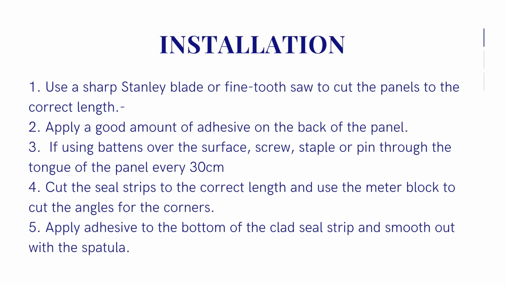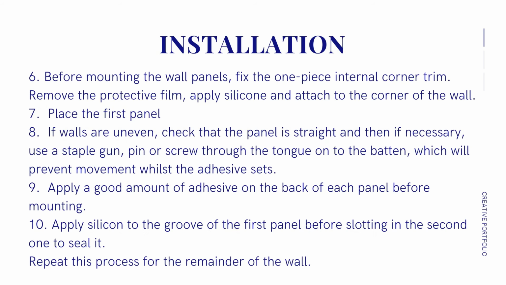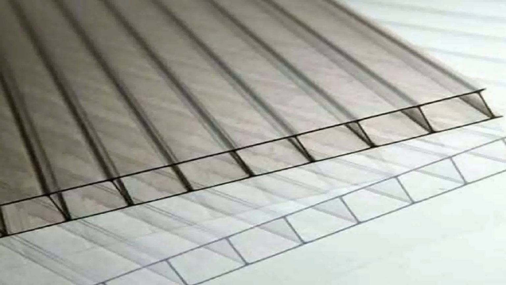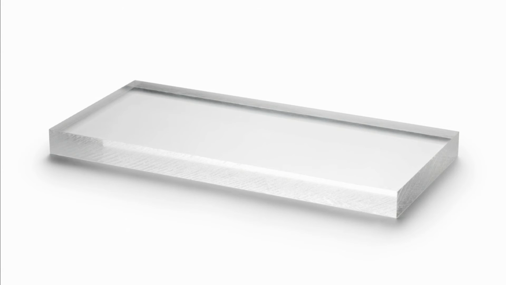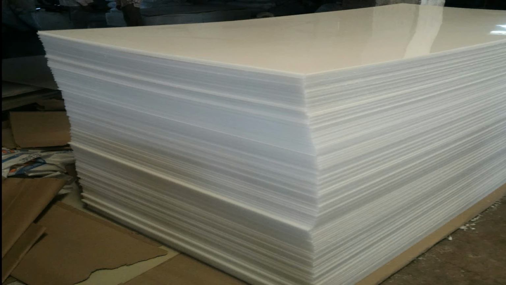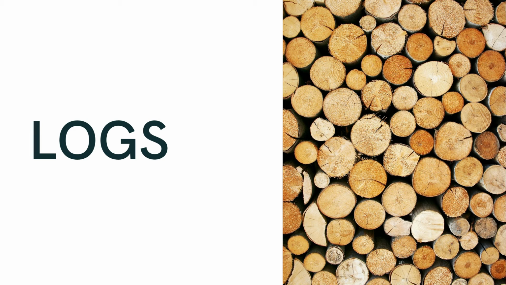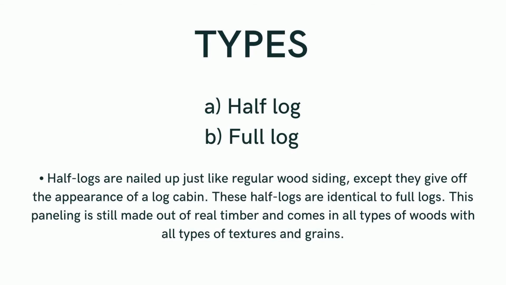Plastics are composed of various elements such as carbon, hydrogen, oxygen, nitrogen, chlorine, and sulfur. Most plastics are based on the carbon atom. Thickness is 1.9 to 25 millimeters. Width is 4 1/4 and 8.5 inches. Length and height is 4 1/4 and 8.5 inches. Installation. Brands available. Logs. Types of logs are half log and full log.